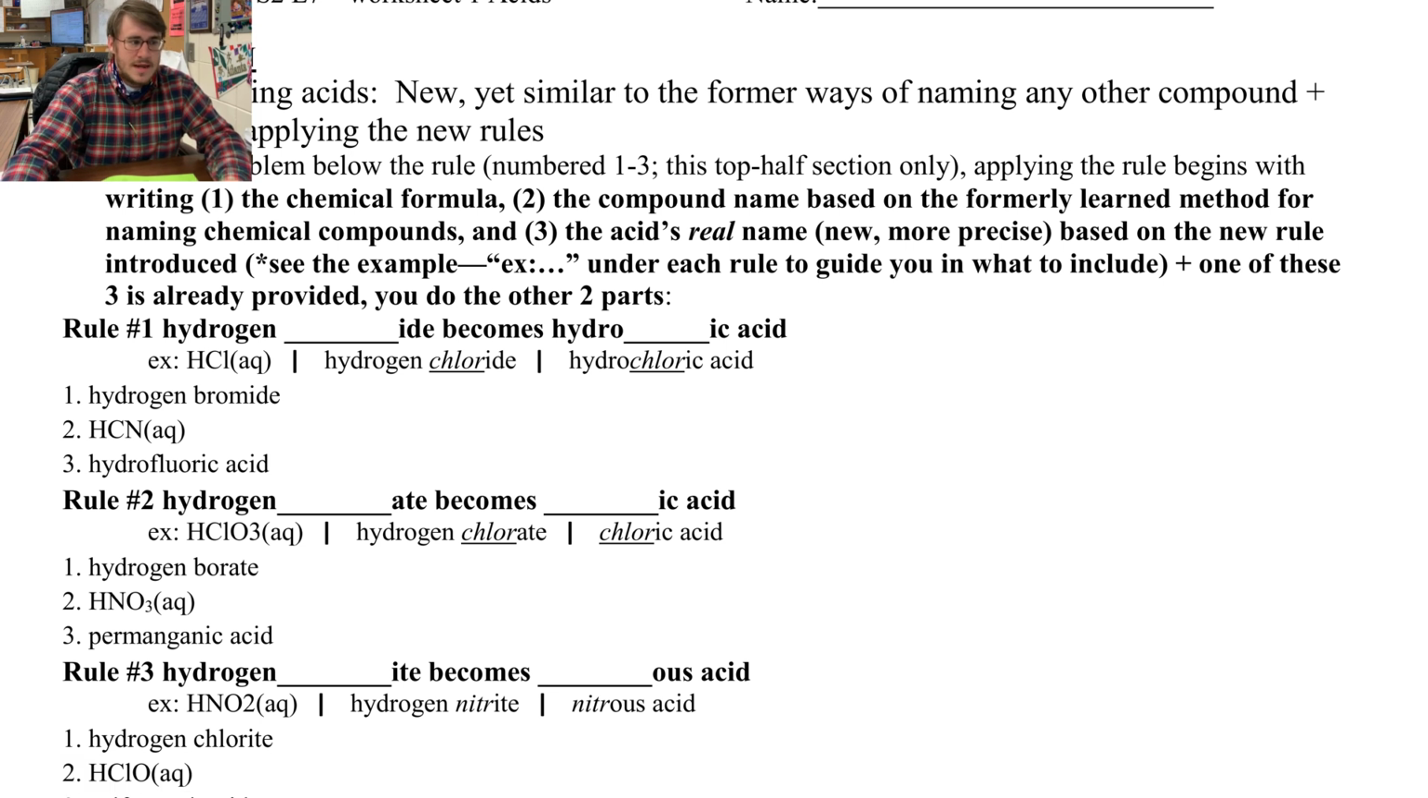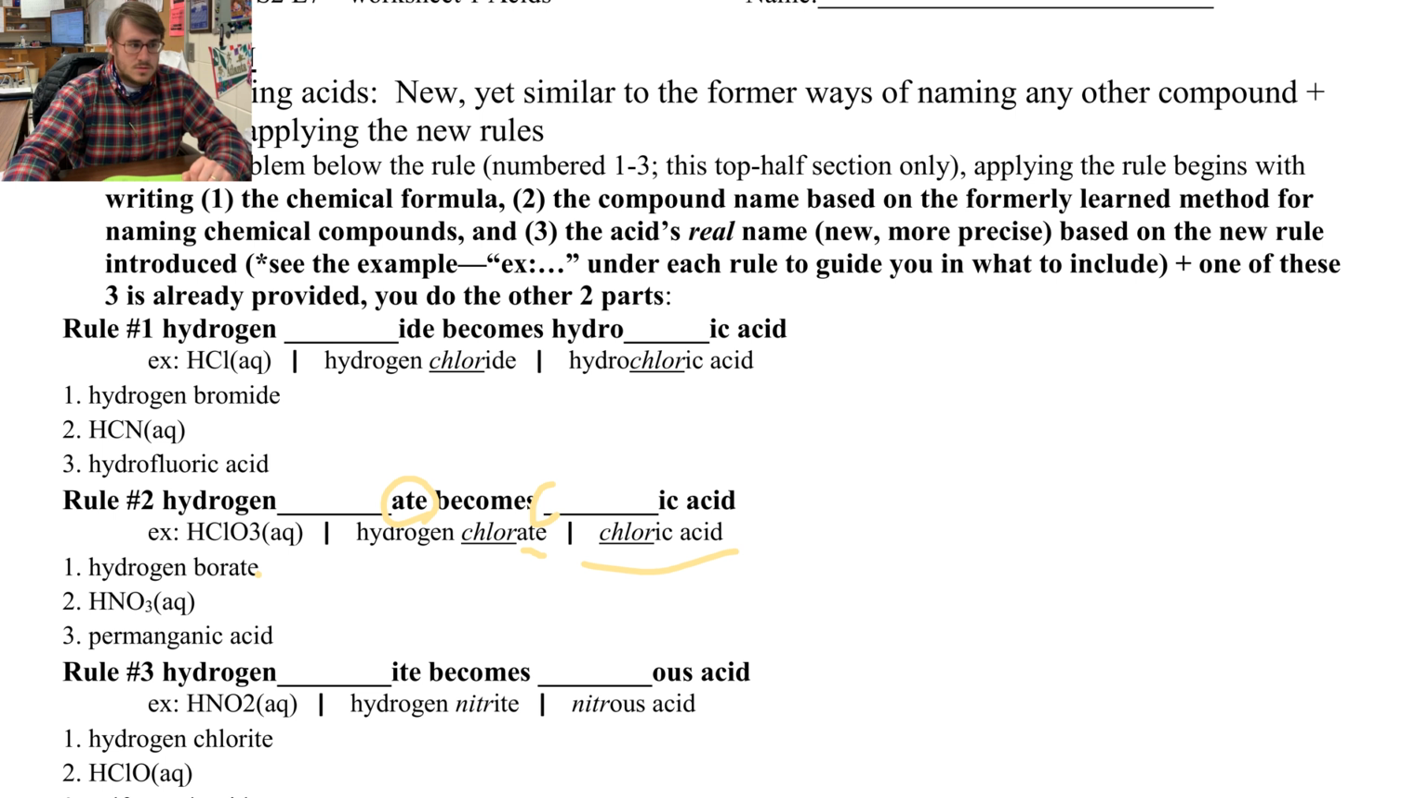Rule 2 is where the old name would be hydrogen blankate. It becomes, we don't have a hydro now, it becomes blankic acid. So hydroblankate becomes blankic acid. Example, HClO3, old way would be hydrogen chlorate, because ClO3 is chlorate ion and hydrogen is H. So hydrogen chlorate. It ends in ate, so we look at this rule. Take the root chlor and make it chloric acid. Get it?